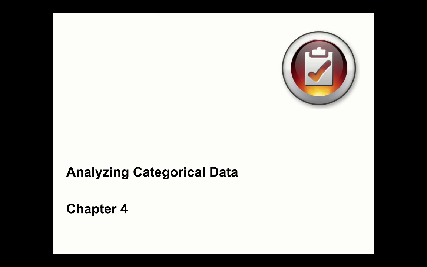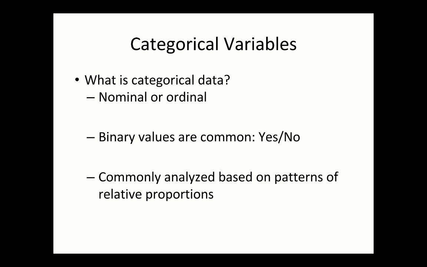In this presentation, you will learn ways of analyzing categorical data. This covers Chapter 4 of your course textbook. I've already introduced you to categorical variables, but as a refresher, remember that they can be data elements that are either nominal or ordinal. For example, gender, discharge status, admission source, or MSDRG codes, they are all categorical variables.